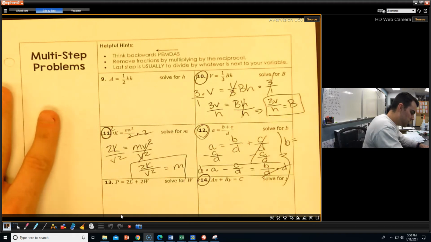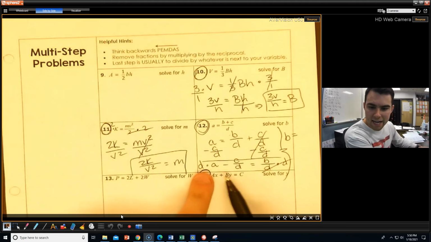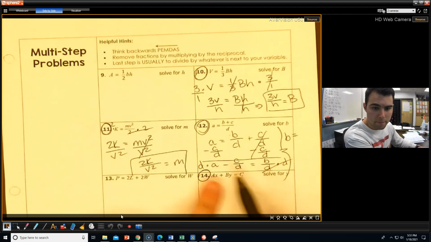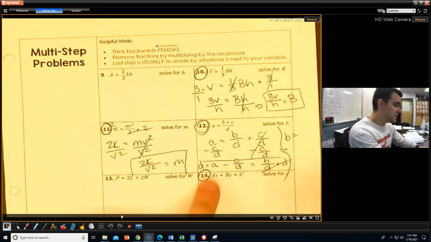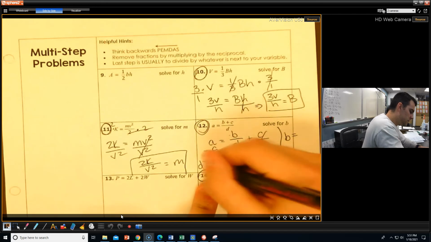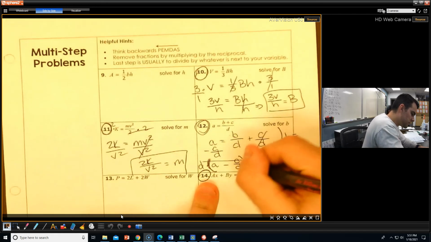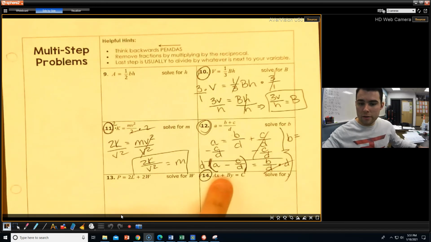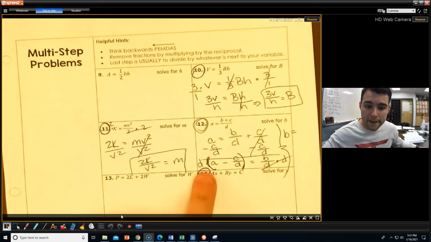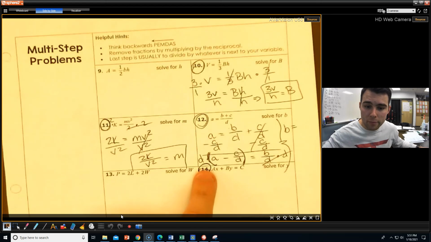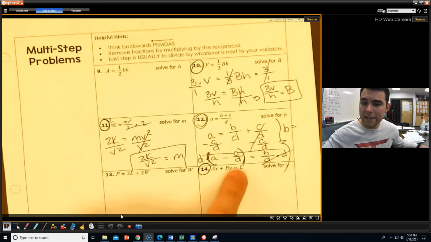B is going to end up equaling d times this entire side. I'm not just multiplying by a. I'm not just multiplying the d to the a. I'm multiplying the d to everything. In fact, I'll make this more pronounced. So now, what does this look like? Well, this looks like our distributive property, right? I got to take this d, I got to multiply it to the a, and I got to multiply it to the negative c divided by d.